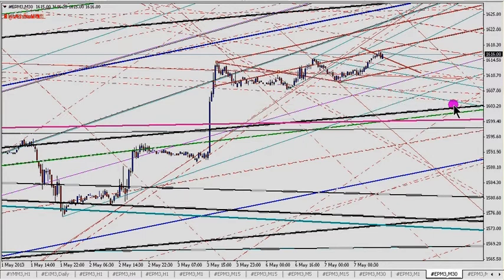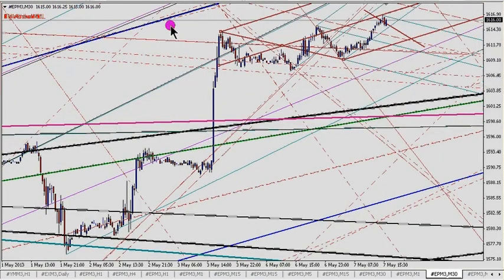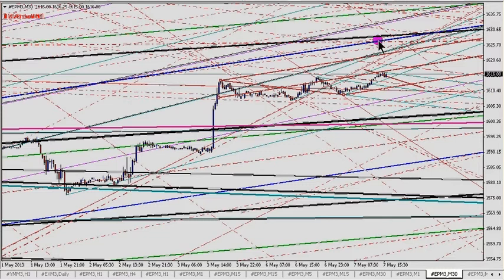I guess we may see price come down here, but remember, every day the line that we're aiming for is ascending and getting higher. So we were looking at it on Friday, and it was around 1623, I think, 1620. Now it's moving up, and it's this blue one here.